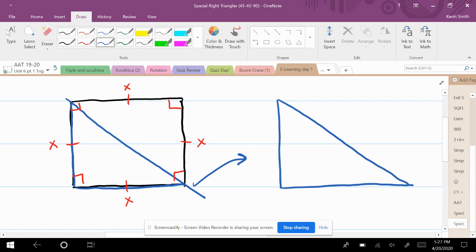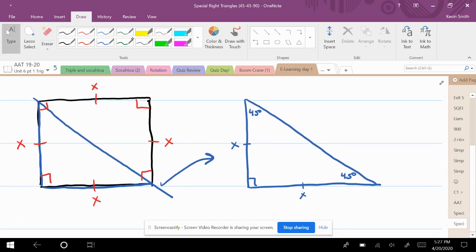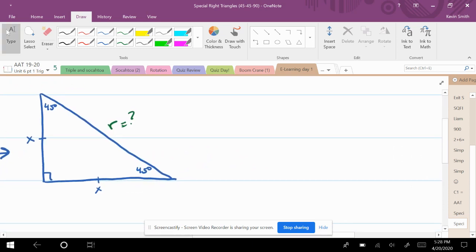If you recall from geometry, these angles are being bisected by the diagonal. So that means this is a 45-degree angle, this is a 45-degree angle, and then our side lengths will be x and x. So really, the only new question for us is, what is this hypotenuse? We'll go through the steps to find it. I would start with the Pythagorean theorem to find r.